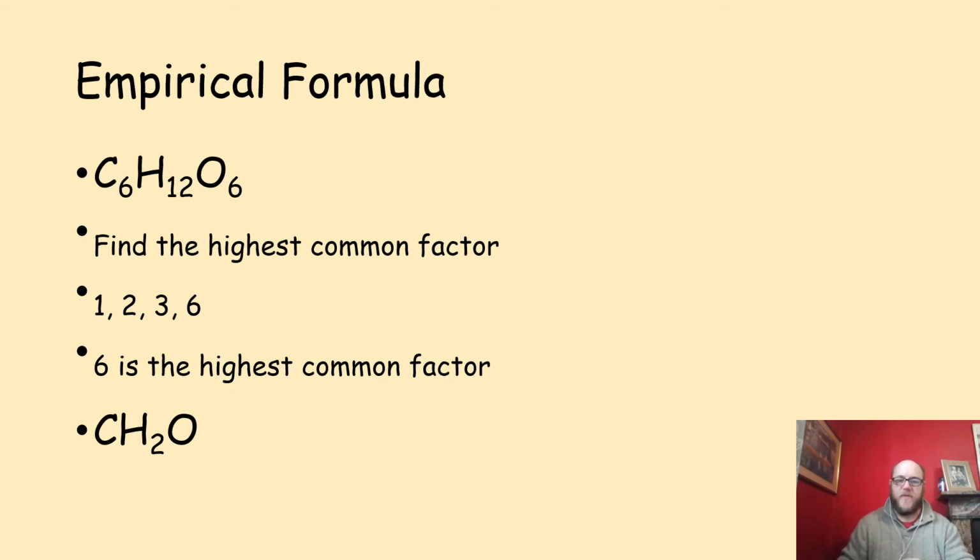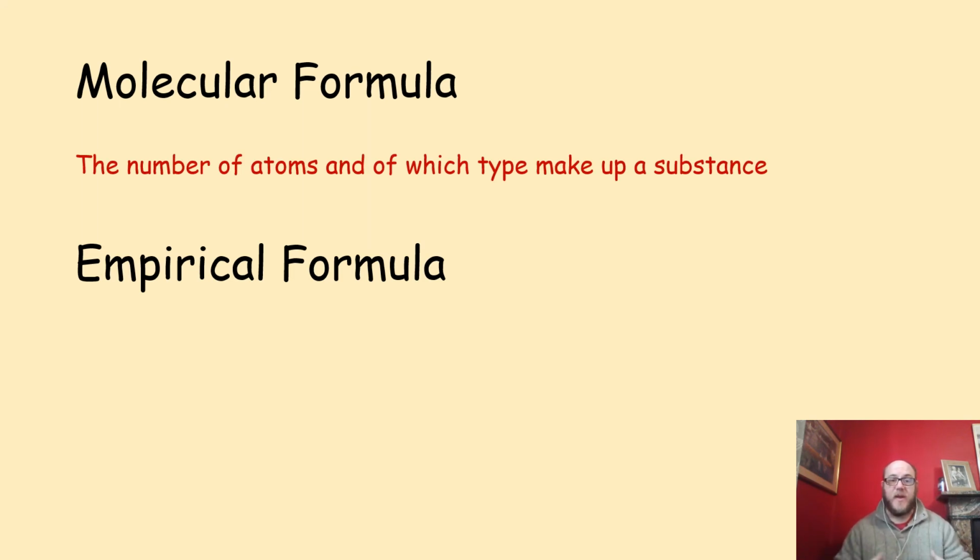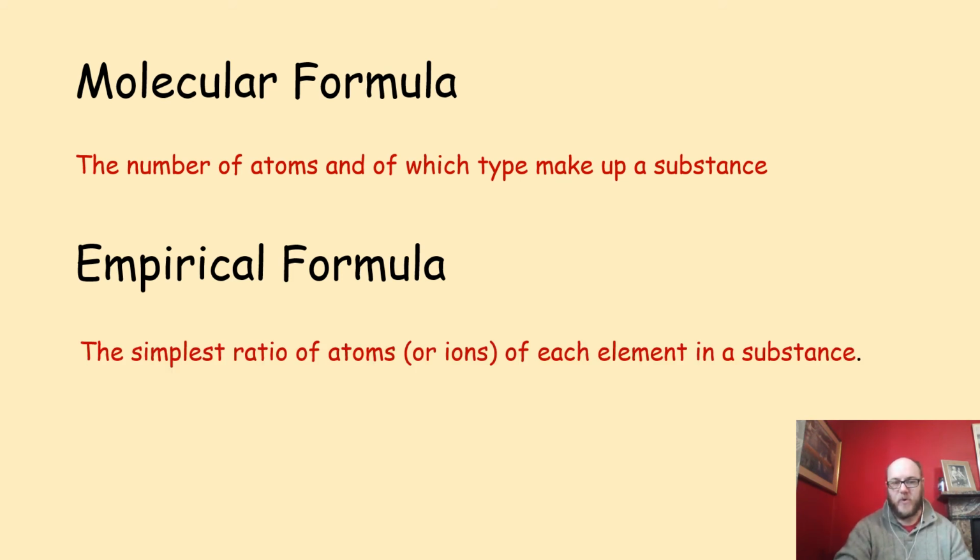I'm just basically saying, well, if I've got only one bit of this, how much of it have I got that I can repeat and build up? So let's look at the two different definitions for these formulae. A molecular formula is a bit like a recipe. It's the number of atoms and which type make up a substance. So for example, for glucose, it tells you need 6 carbon atoms, 12 hydrogen atoms, and 6 oxygen atoms. If you don't have those, you cannot make glucose. Whereas the empirical formula is the simplest ratio of atoms or ions of each element in a substance. And it's basically saying, right, well, what's the simplest form I can make this?